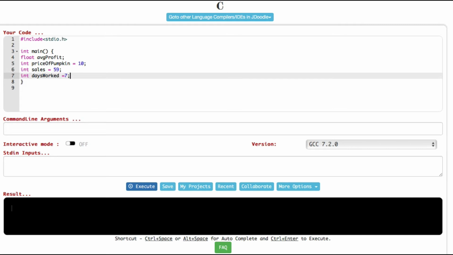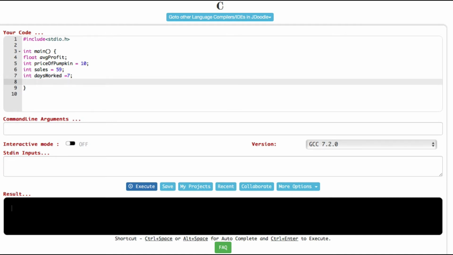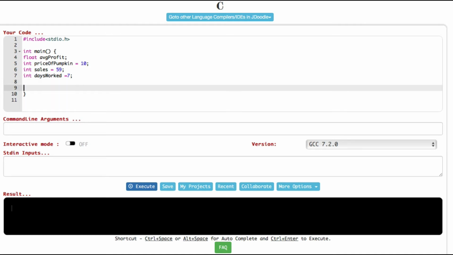Now we are going to create an equation that should calculate the average profit for a day. In order to create that one, we just have to multiply the sales by the price of the pumpkin and divide by the days worked in a week. Okay, now let's go ahead and create that one. Average profit is equal to price of pumpkin multiplied by sales divided by days worked. Okay, this should give us the profit.